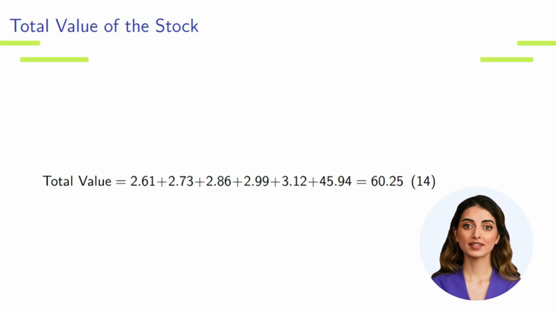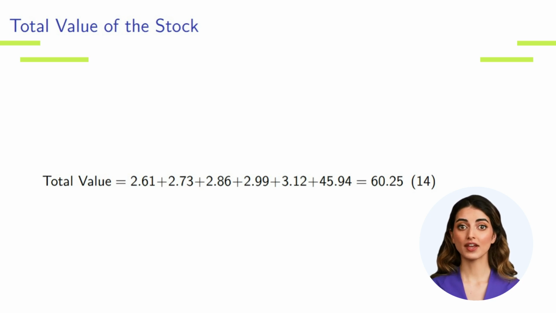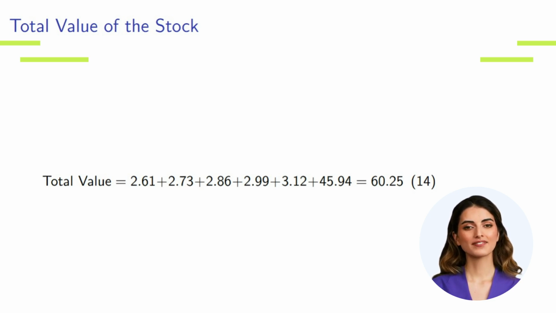The last step is to add up all these present values to find the total value of the stock. Adding $2.61, $2.73, and so on gives us a total stock value of $60.25. So based on the two-step dividend discount model, the intrinsic value of GreenTech Innovation stock is $60.25. If the market price is below this value, it could be a great buying opportunity. If it's above, you might want to reevaluate.